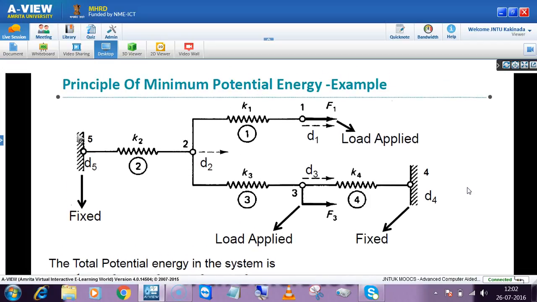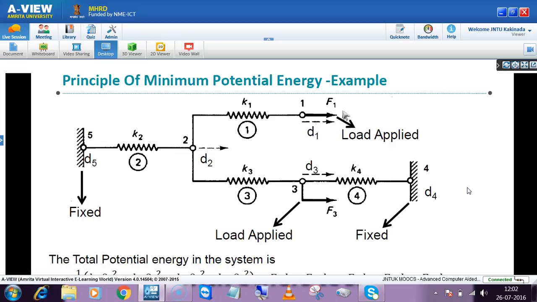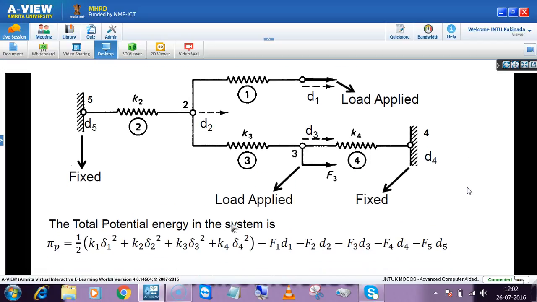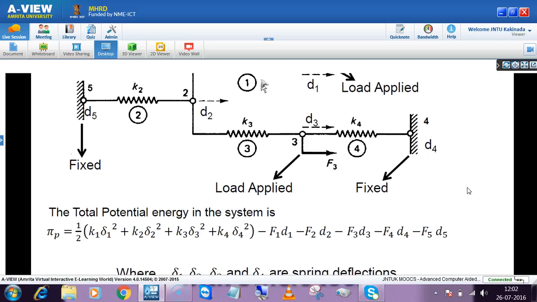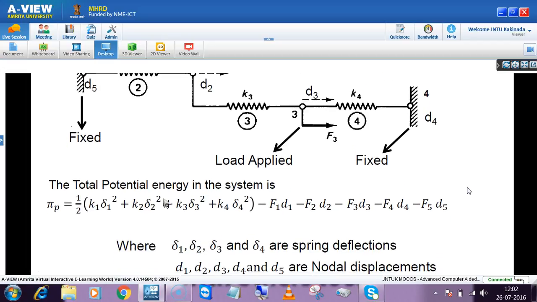Spring 1, spring 2, spring 3, and spring 4. These springs are constrained at node 5 and at node 4, and two forces are applied at node 1 and node 3. So the total potential energy in the system is given there.